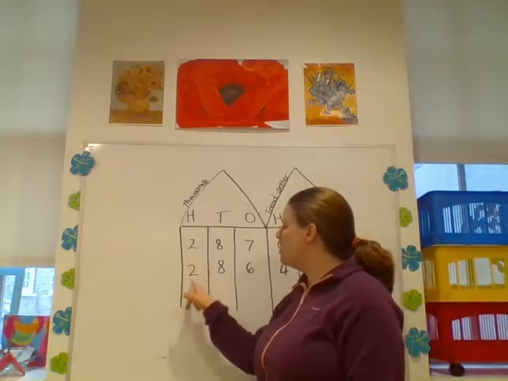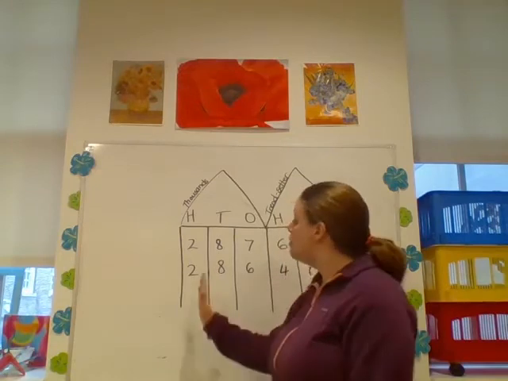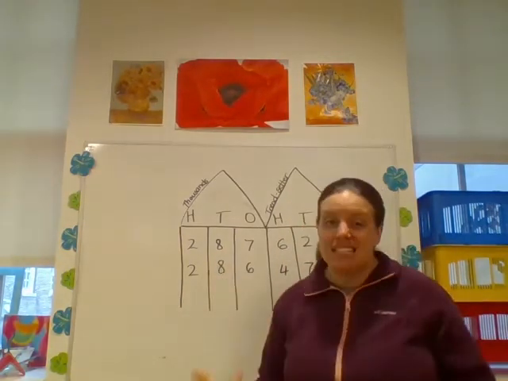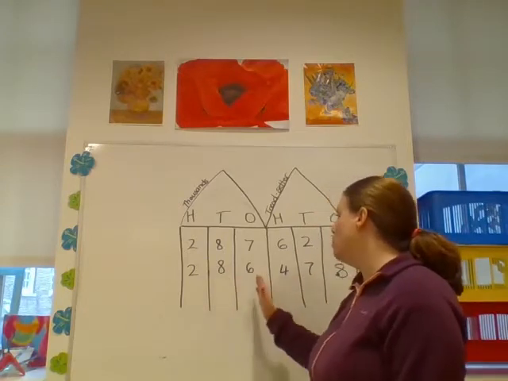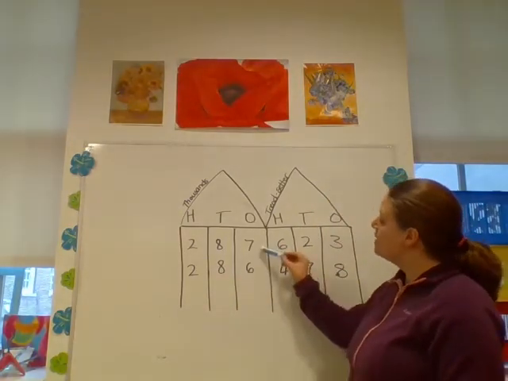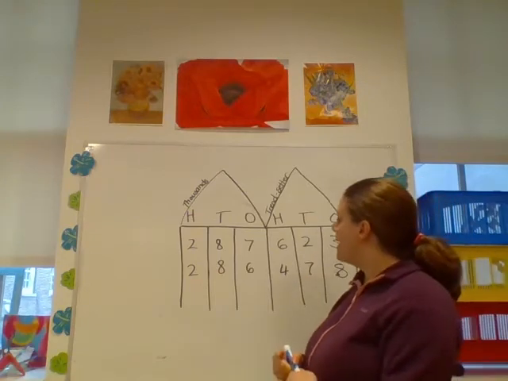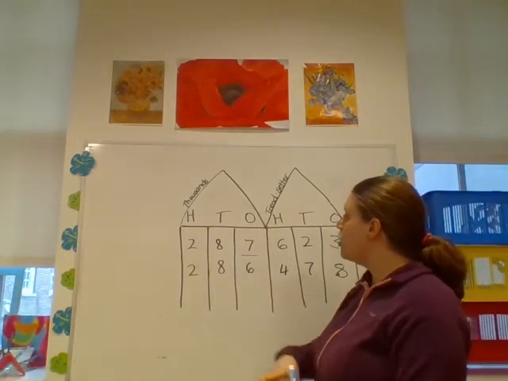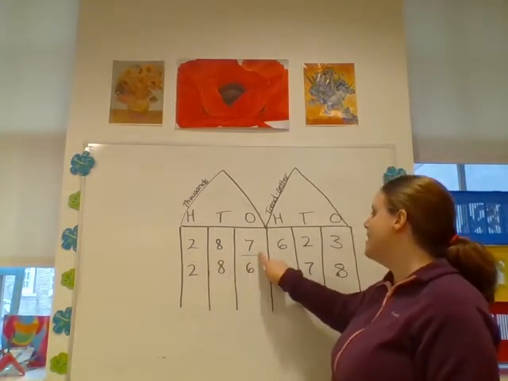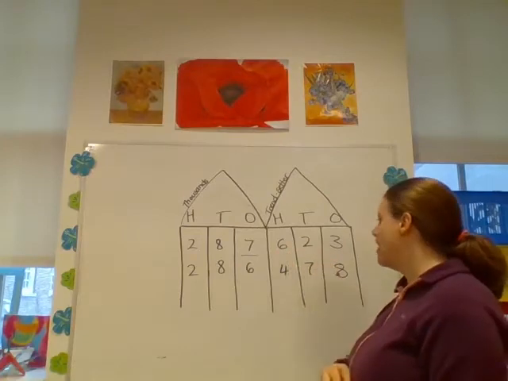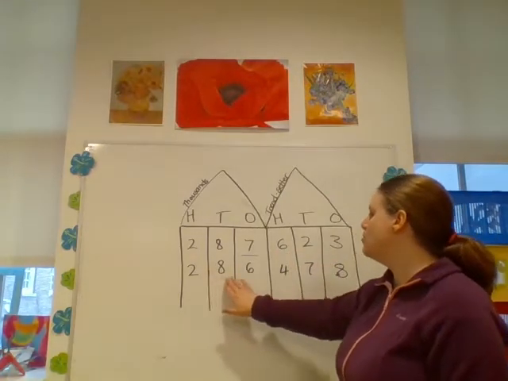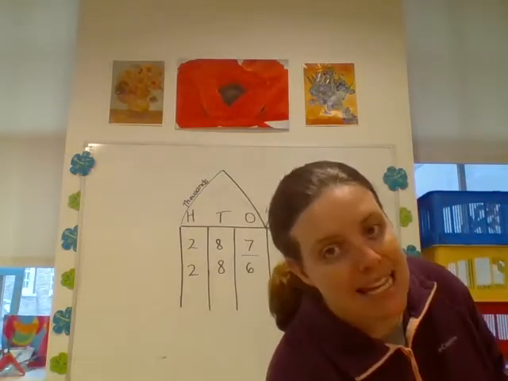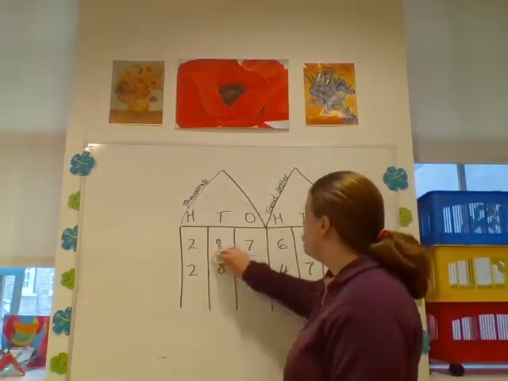Now, 2 and 2 is the same digit, so we can move down one place value. So 8 and 8, still the same digit, so we can move down one more place value. And here is where we see that they are different. We can see that 7 is greater than 6. So therefore we know 287,623 is greater than 286,478.